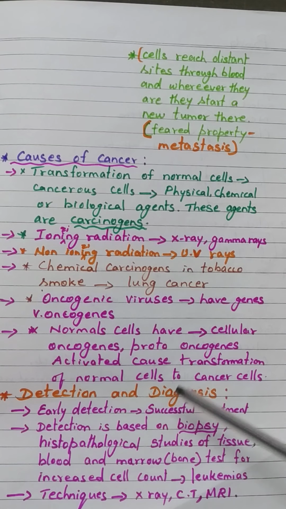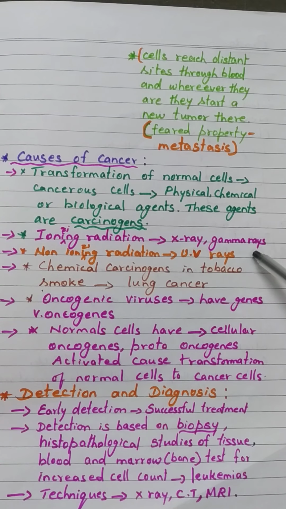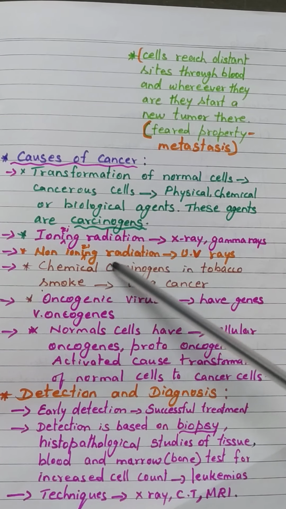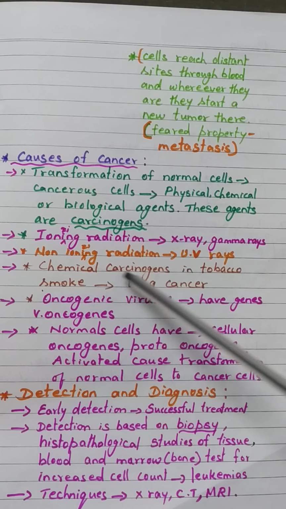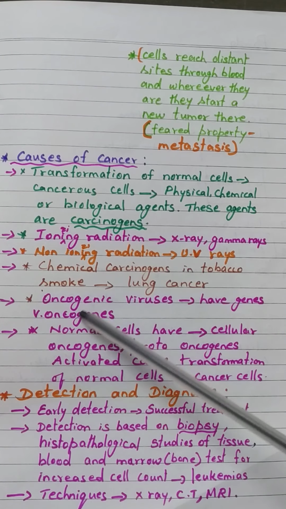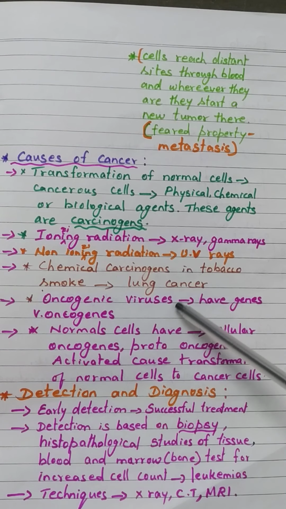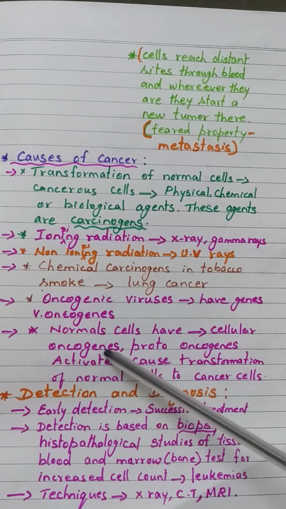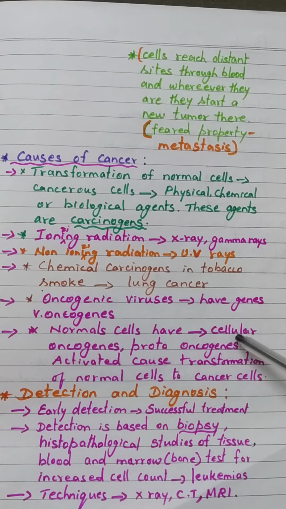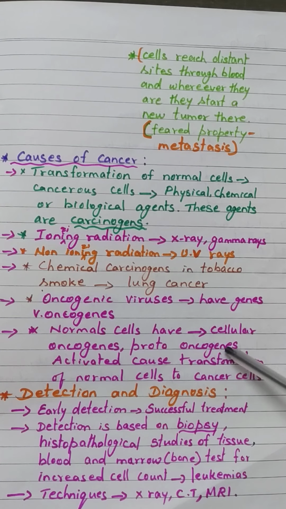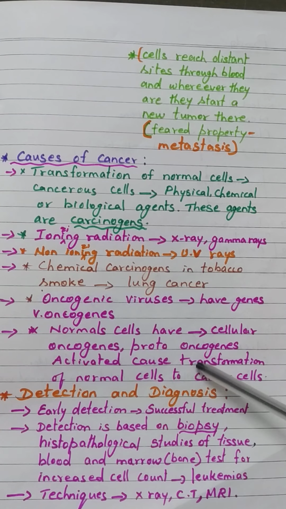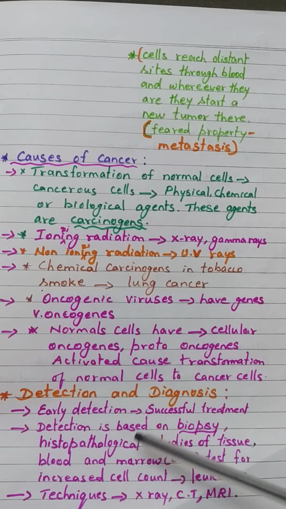Okay, so what are the different agents that cause cancer? Ionizing radiations like X-rays and gamma rays, and non-ionizing radiations like UV rays. Chemical carcinogens also cause cancers. Some viruses, that is oncogenic viruses, also cause cancer, and they have viral oncogenes. And our normal cells have cellular oncogenes and proto-oncogenes, which, when activated under certain conditions, also lead to cancer. So these are the different causes of cancer.